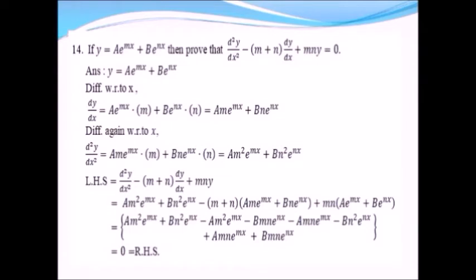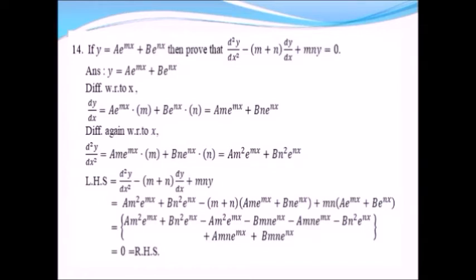If y is equal to a into e to the power mx plus b into e to the power nx, then prove that d square y by dx square minus m plus n into dy by dx plus mn into y is equal to 0. So here I am using the method.